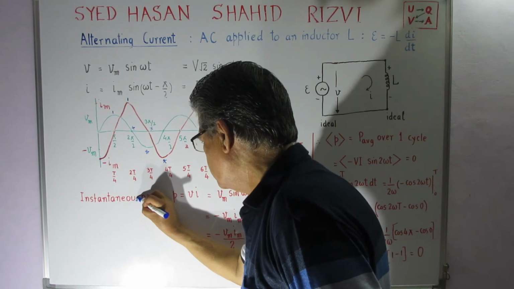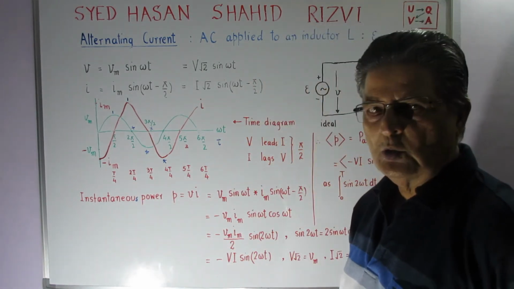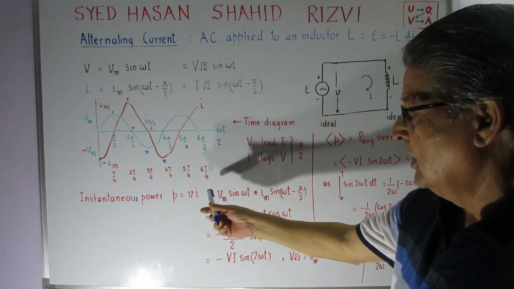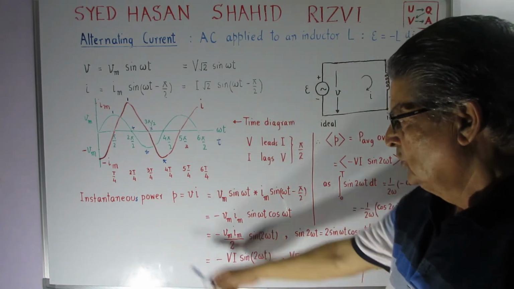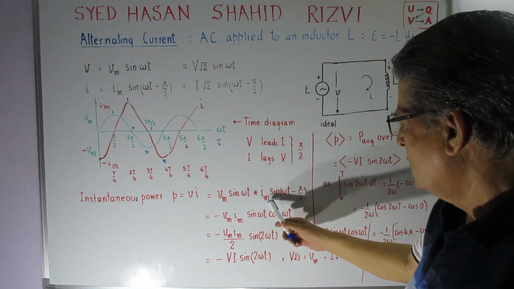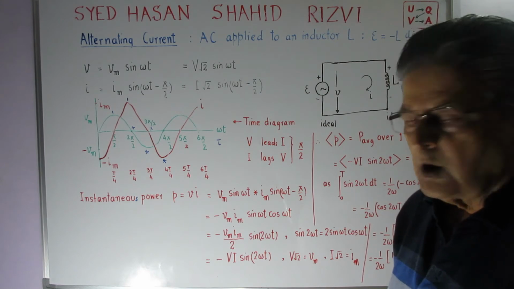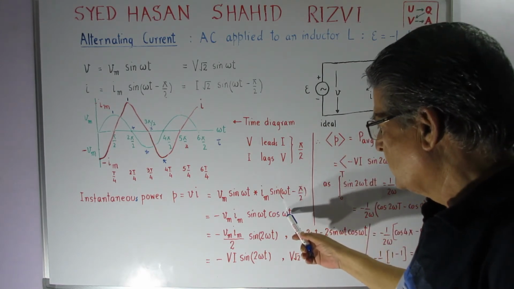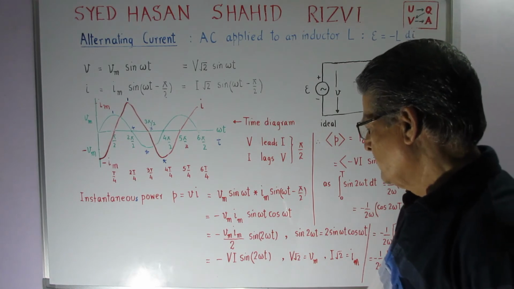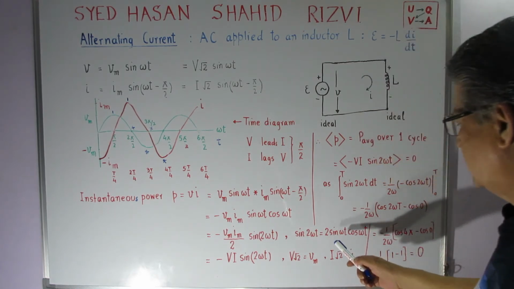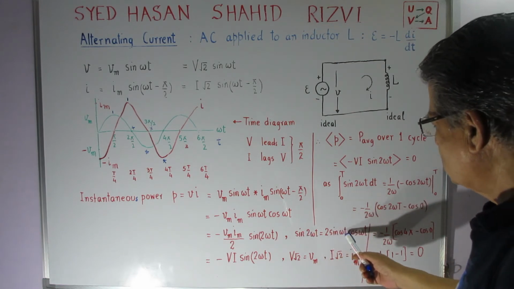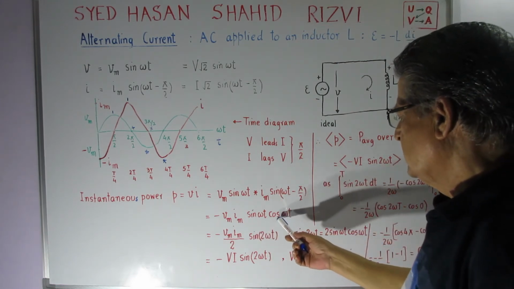Next, the instantaneous power P is equal to VI. There is no R in the system that I could write I square R or V square upon R. So the instantaneous power I have to write as VI, which is Vm sin of omega t into Im sin of omega t minus pi by 2, which I can write as minus cos of omega t. Putting that minus sign, I get Vm Im sin of omega t cos of omega t. As you know, sin of 2 theta is equal to 2 sin theta cos theta.